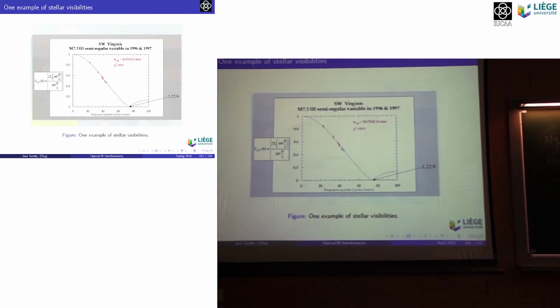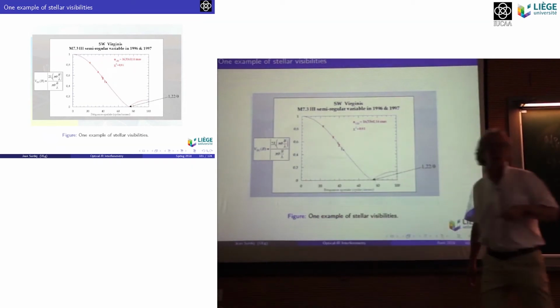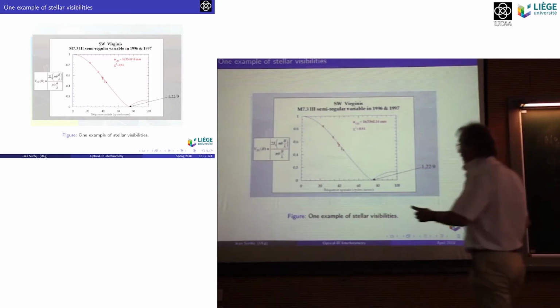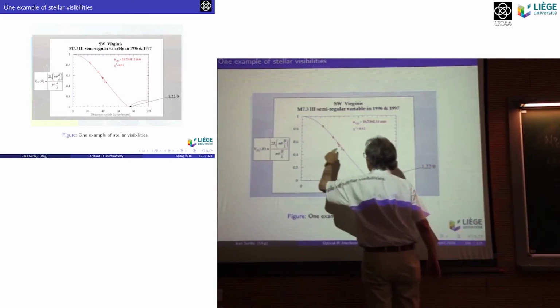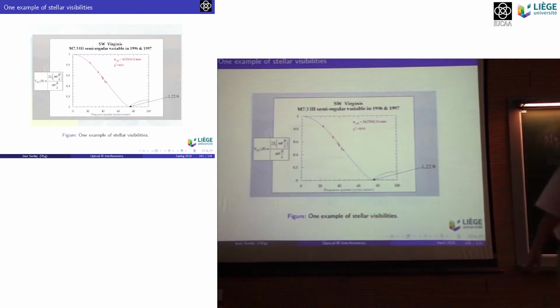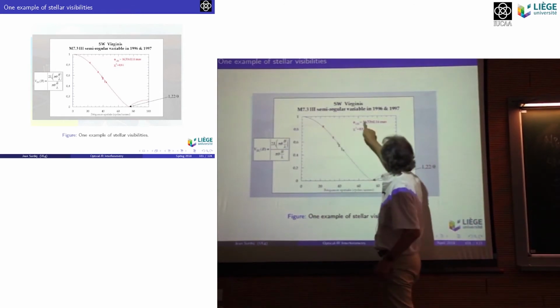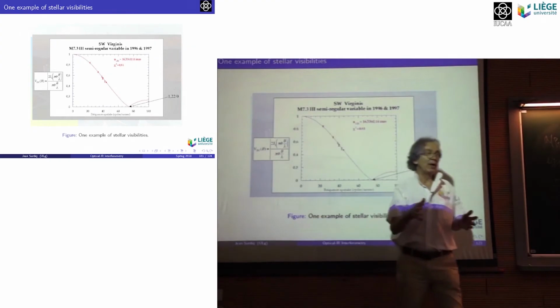Here is just one example. I think the observations were made by Olivier Chesneau, a French interferometrist. What you see represented here is the spatial frequency, and the visibility as ordinate. Using the VLTI, looking at an irregular variable type star, he made measurements of visibilities for different spacings of the two telescopes. And you see that in fact, already with one visibility measurement, he could deduce probably very well what the angular diameter is.